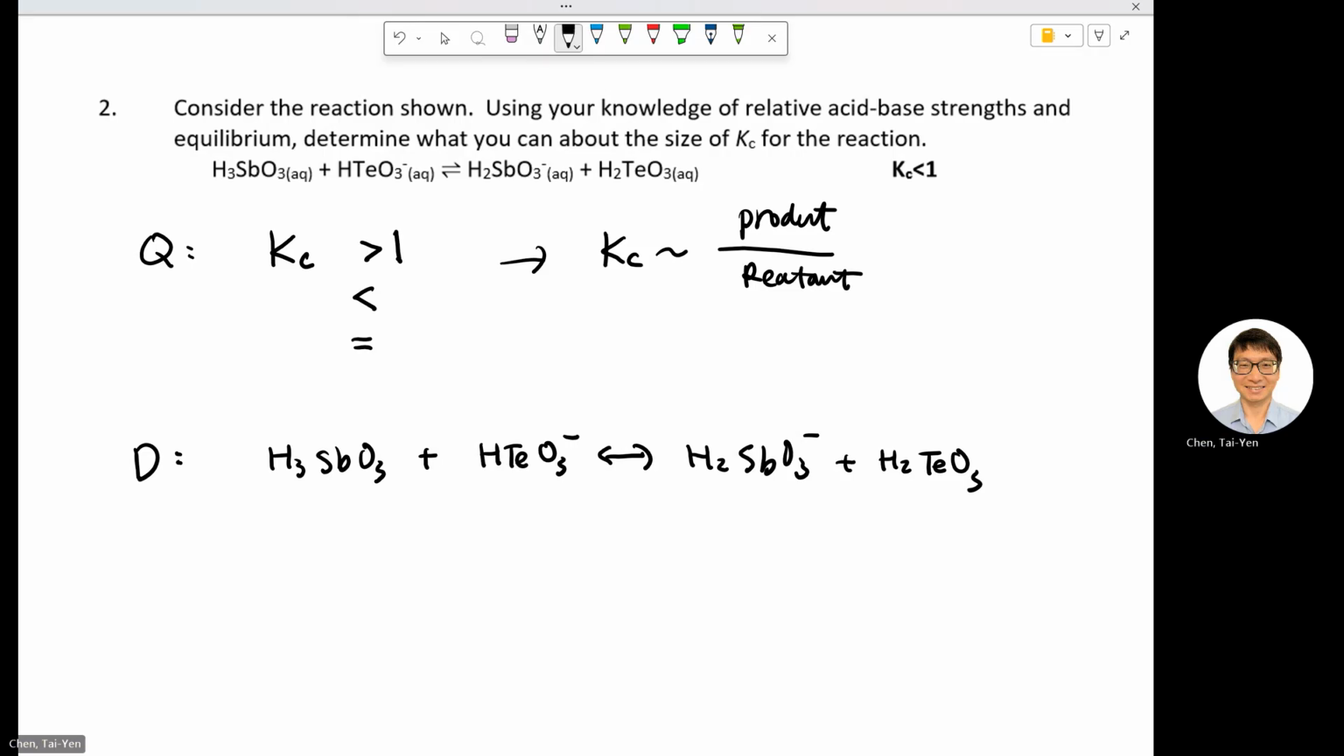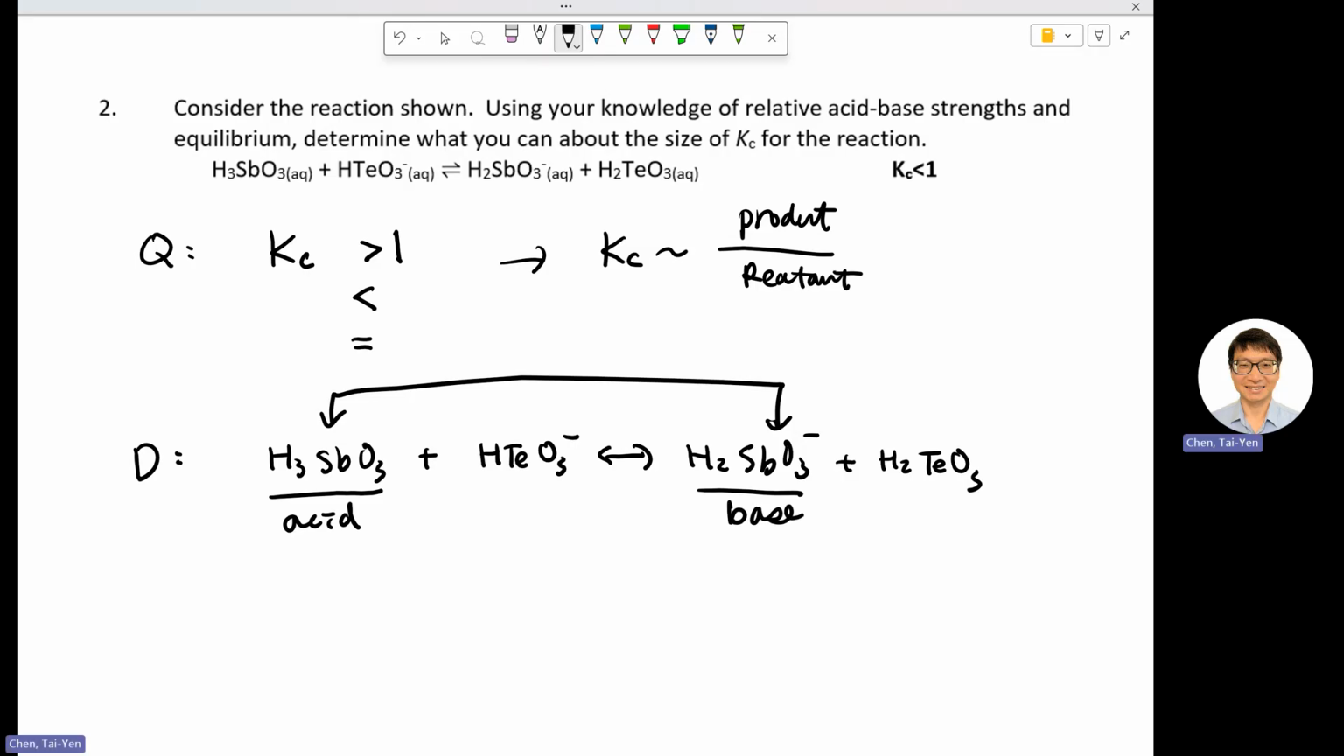So tell me, do you see conjugated acid-base pairs inside this equation? How many pairs? Two pairs, right? So let's highlight it first. You should see this and this. This is a pair, right? And then you should know who is the acid and who is the base. The acid is H3SbO3, and then the second pair is this one.